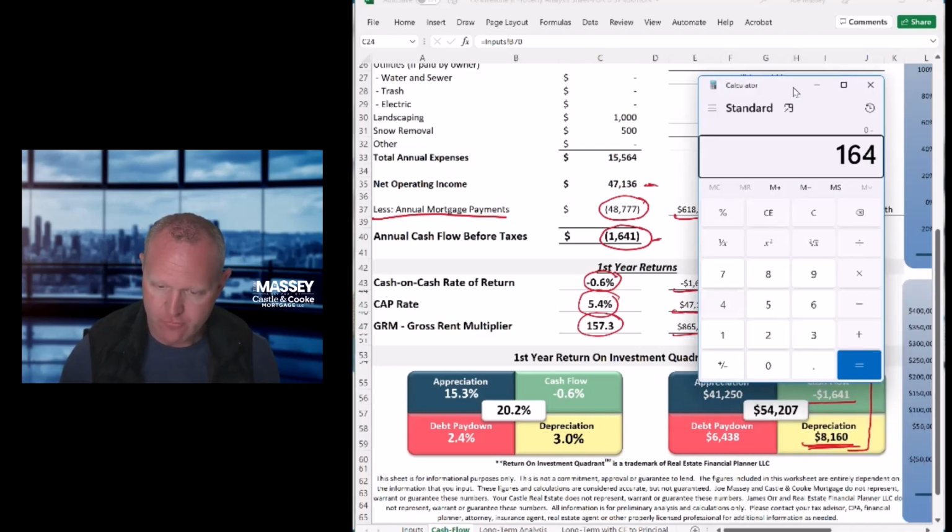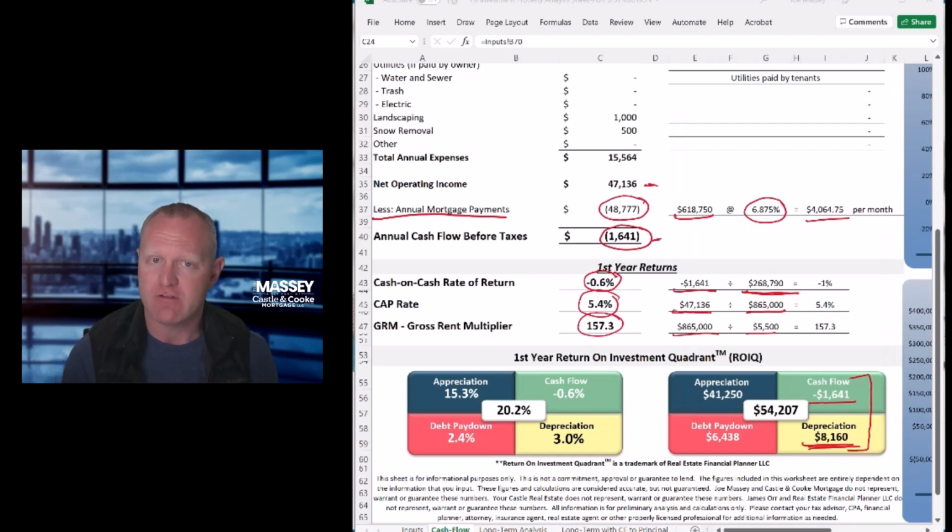Negative $1,641 plus depreciation benefits of $8,160 in cash, you're actually cash flowing $6,519 on this property when you factor in those depreciation benefits. Let's divide that by 12 months. That's $543 a month. Now, it's important to understand these depreciation benefits. You don't get that every single month. You just get it when you file the tax returns. But I think if you keep that in mind, this is not a negative cash flowing property. It's actually positively cash flowing when you look at it on an annual basis.